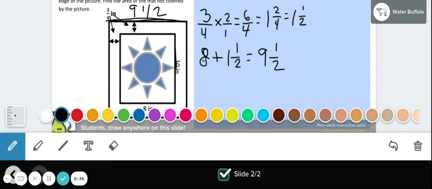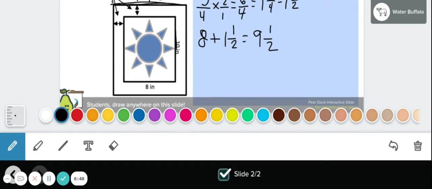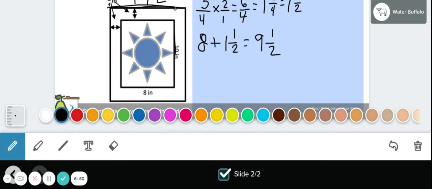Now we need to find the width. So it's the same concept for the width. We know that this part is 10 inches, but we need to know from here all the way down to here, because this width is longer than this width.